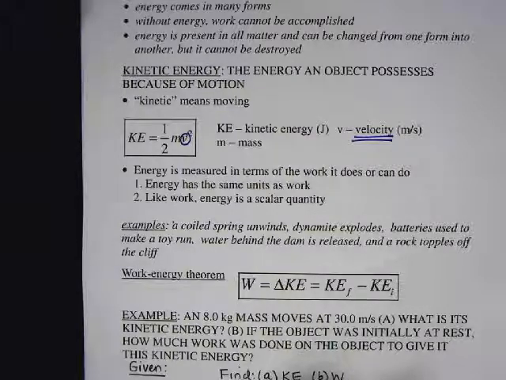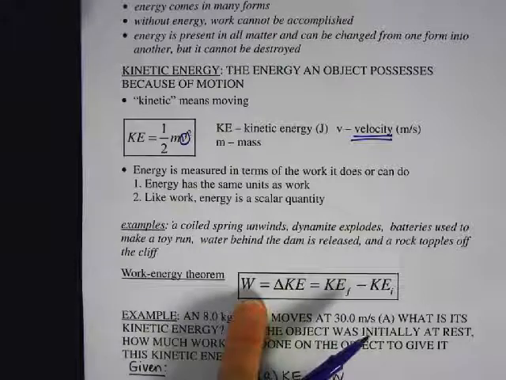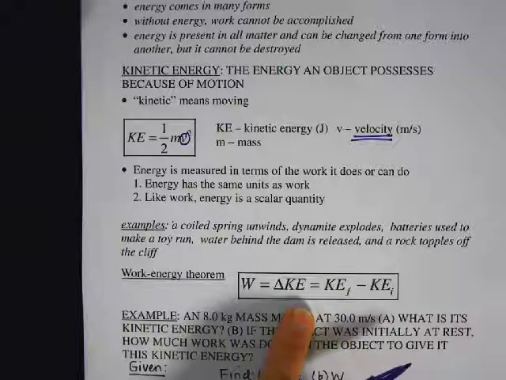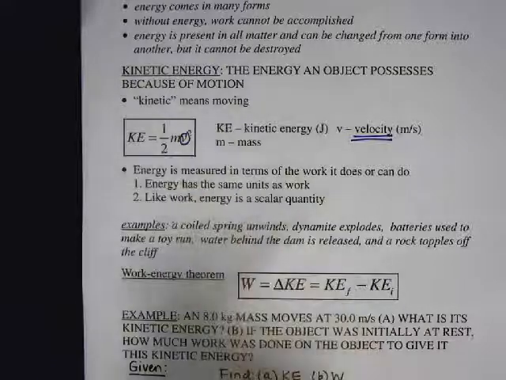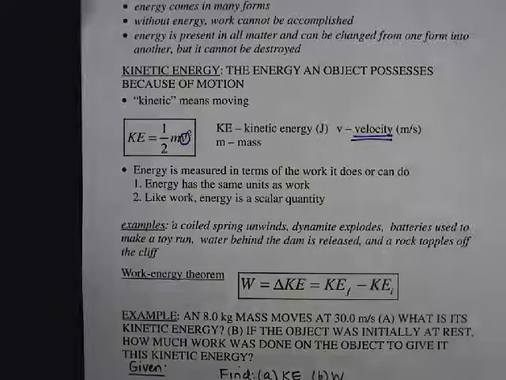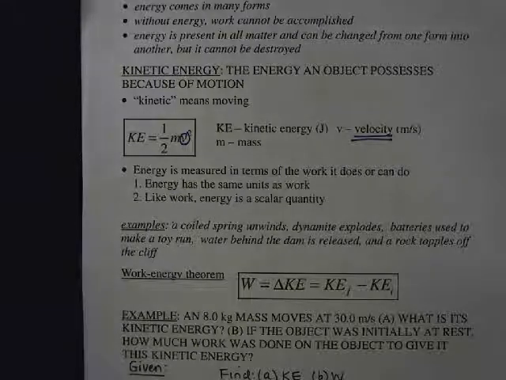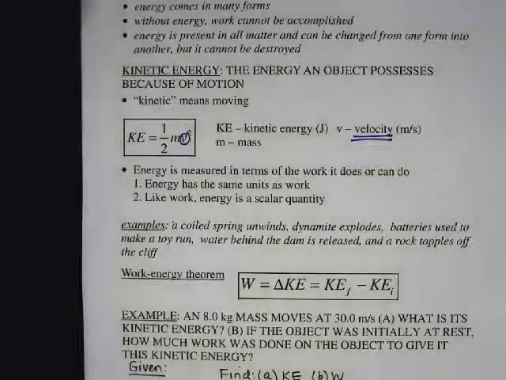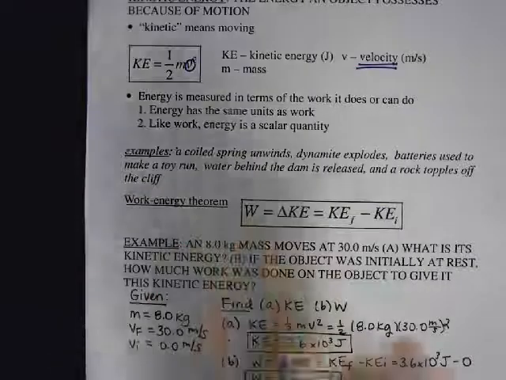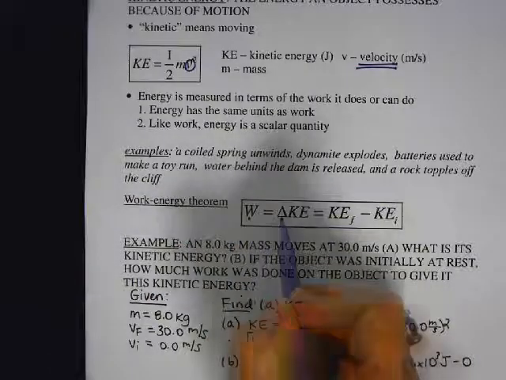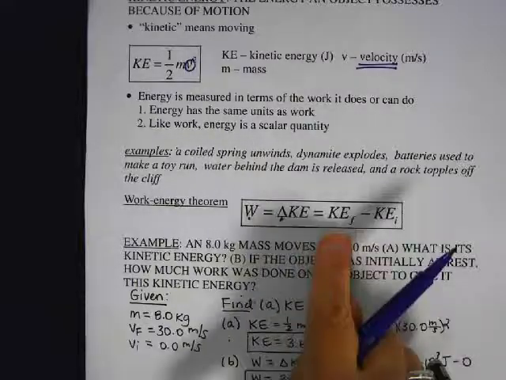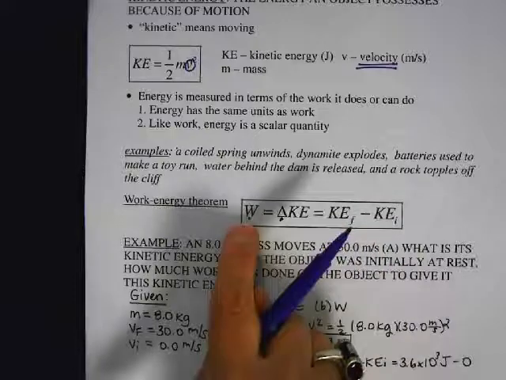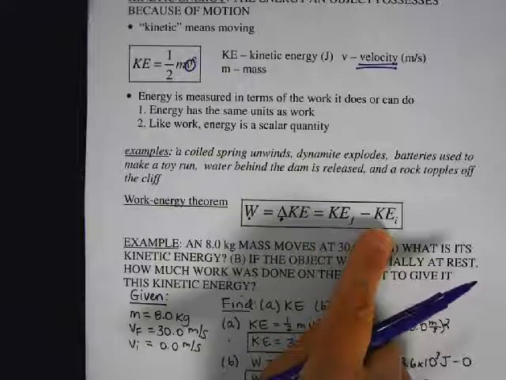Tomorrow we're going to do the work energy theorem. But today, all we need to know for our homework is kinetic energy. Oh no, we're going to do that also today. So let's go over this. So the work energy theorem basically says work is equal to the change in energy. Well, delta means the change, which is the final minus the initial. So this says work is equal to the change in kinetic energy, the final minus the initial.